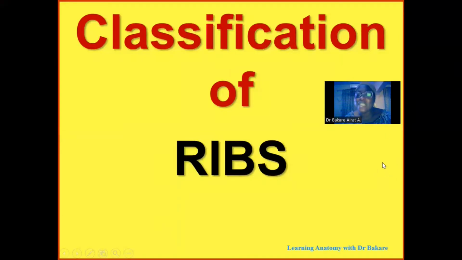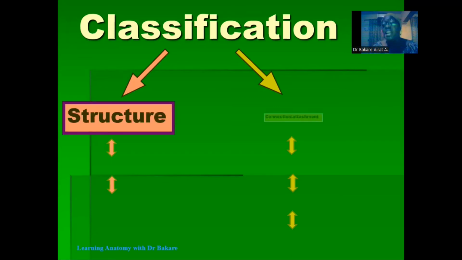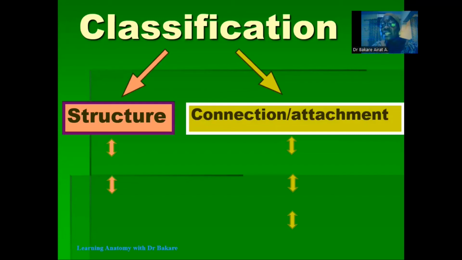Welcome. Let us look at the classification of ribs. This lecture will unfold how ribs can be classified. Classification of ribs can be done according to what they look like, that is structural classification, and also how they are connected, which is based on their point of attachment.